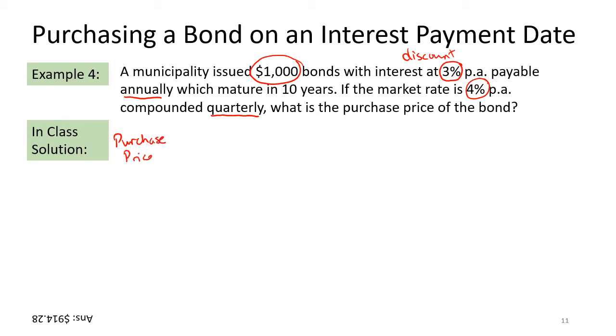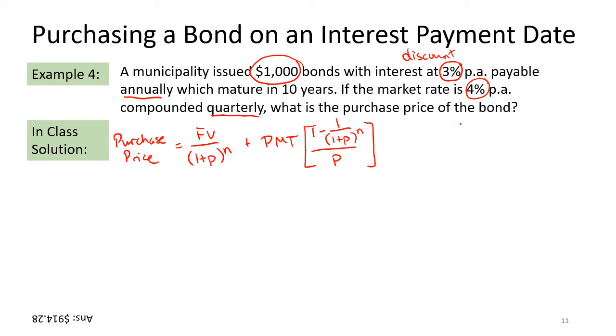Purchase price is equal to the face value divided by 1 plus the equivalent rate of interest, P, to the exponent n, plus our interest payment multiplied by 1 minus 1 divided by 1 plus the equivalent rate of interest, P, to the exponent n, divided by the equivalent rate of interest, P. So exact same calculations with a few additions.